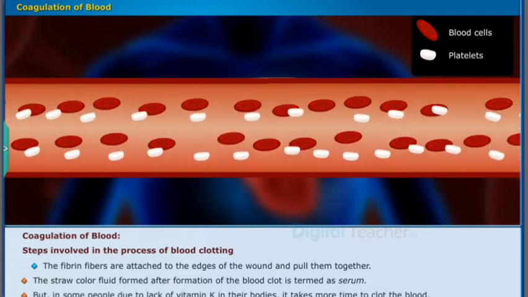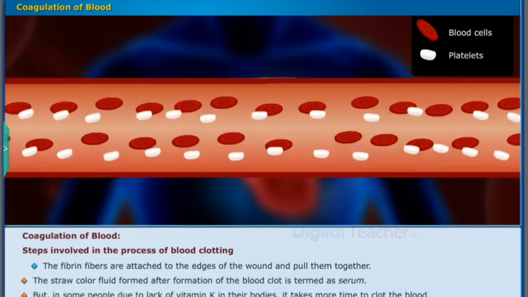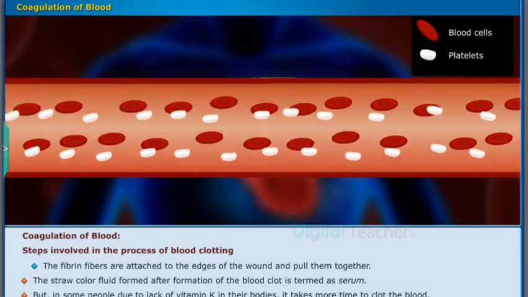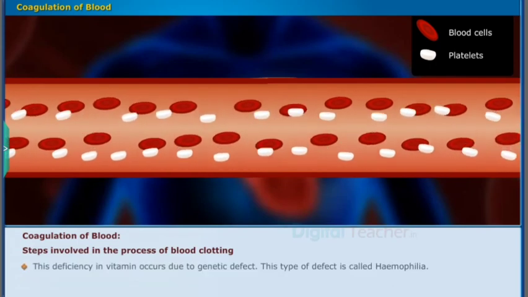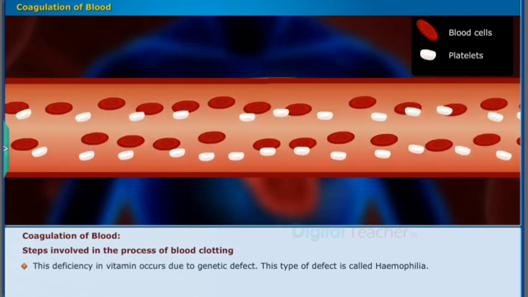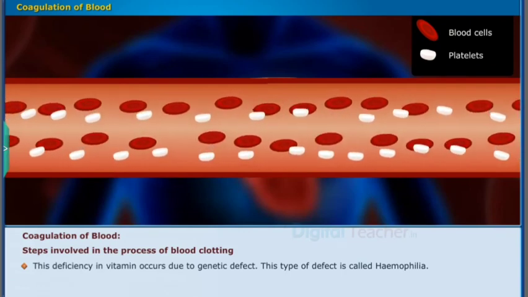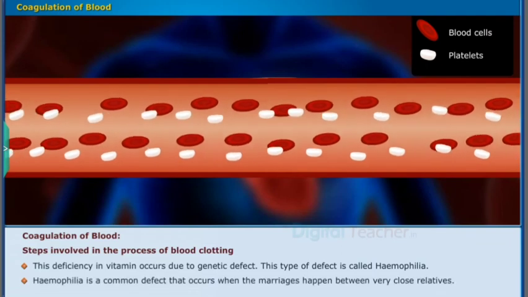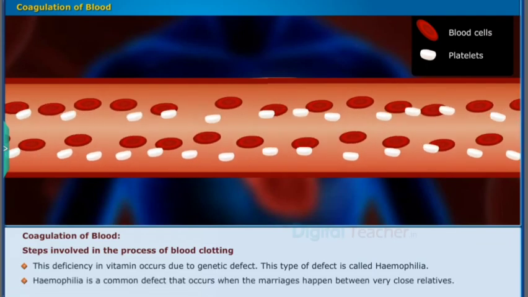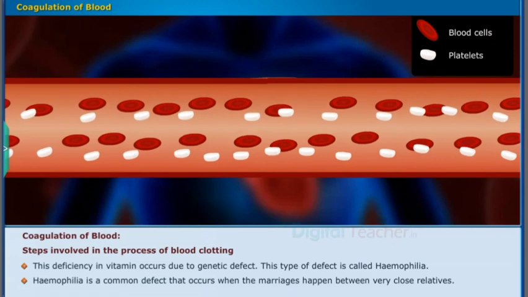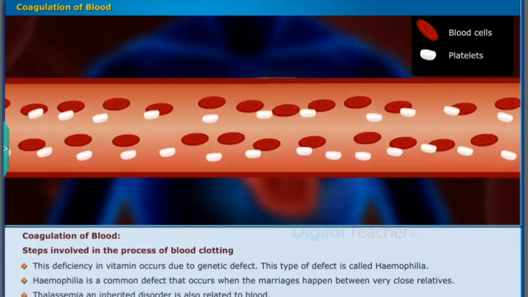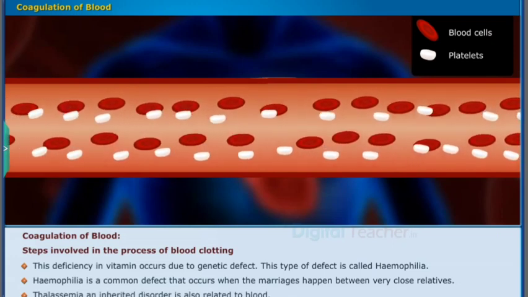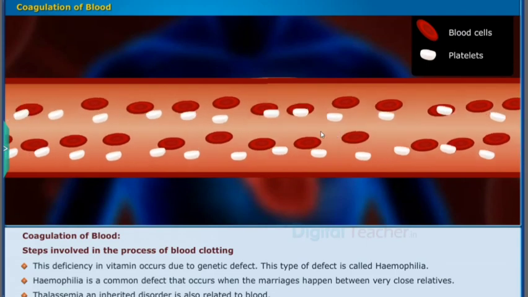But in some people, due to lack of vitamin K in their bodies, it takes more time to clot the blood. This deficiency occurs due to a genetic defect. This type of defect is called hemophilia. Hemophilia is a common defect that occurs when marriages happen between very close relatives. Thalassemia is an inherited disorder that is also related to blood.